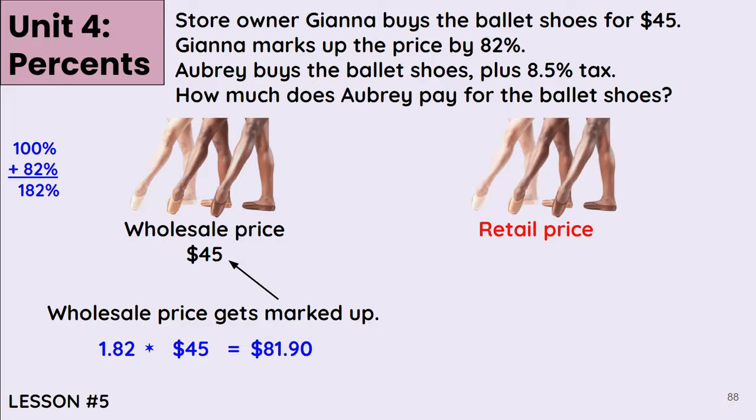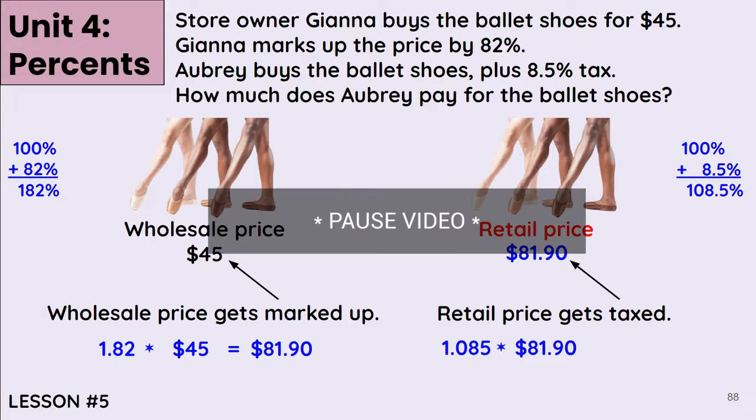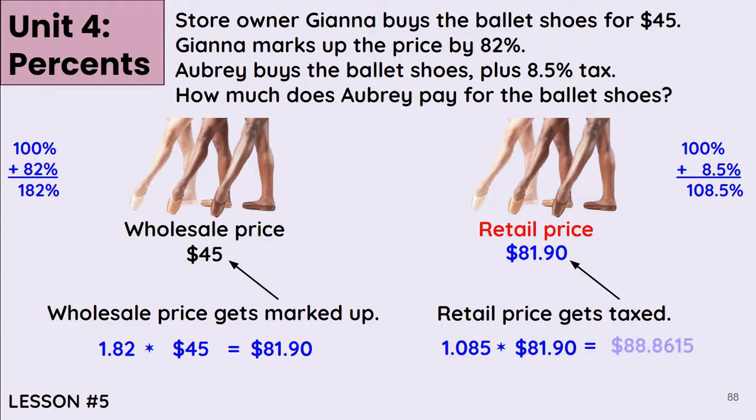So when Aubrey goes in to buy these ballet shoes, she only sees the retail price. She never notes that they were originally $45 wholesale price. So Aubrey needs to pay this retail price with tax, and tax is 8.5%. So that would be 100% plus 8.5%. That's 108.5%. So if you move the decimal over twice, that's 1.085 times the retail price. All right, you should get, when rounded to the nearest penny, $88.86.